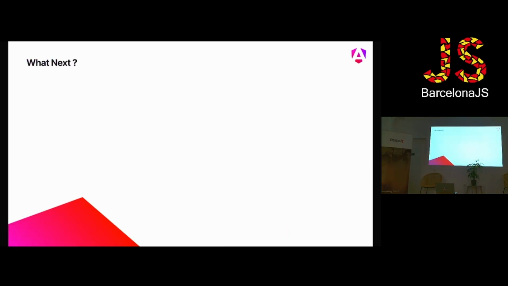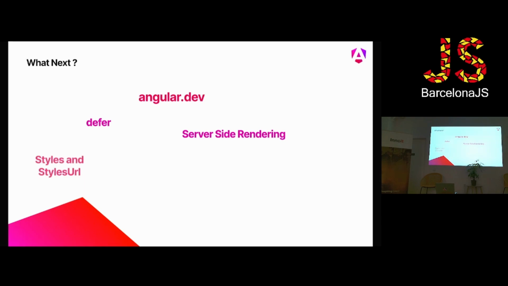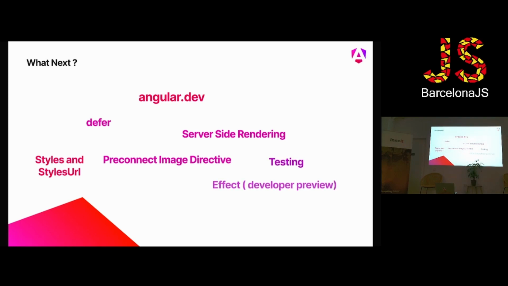So what is next? Okay, we need to talk about server-side rendering, but we also need to talk about defer, the styles, the preconnect image directive that is so powerful right now, the testing, and of course the effect in developer preview, and also the iteration. I don't have a slide about defer because when the people told me, hey, only 25 minutes, I said, let me reduce the amount of slides. But defer for me is a nice way to optimize your application.